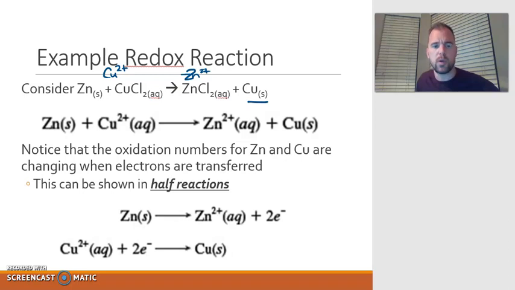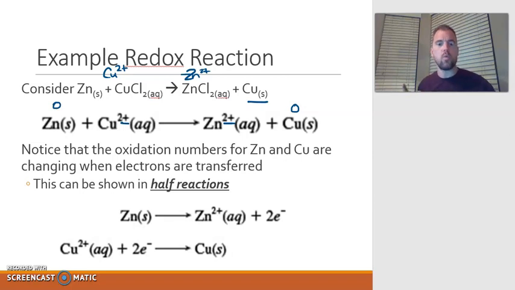Now notice what happens. Zinc went from neutral, it's got a charge of 0, to now being plus 2. And copper went from being plus 2 down to being neutral. Do you see how their charges are changing? That's how you know you have a redox reaction.